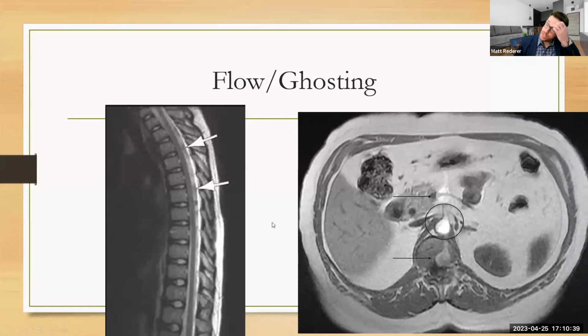Now we have flow and ghosting artifact. Flow and ghosting artifact are, again, some common artifacts we'll see. Here is the descending aorta. And the descending aorta, we can see that there's a couple of them. It's ghosting across our image. So this thing is pumping blood, it's moving to a new location and moving back and forth. As I'm acquiring data, I'm tricking the system, and the system's saying, hey, wait a second, there's more than one descending aorta, and it's mapping it in the image incorrectly. So we get this incorrect mapping of this artifact.